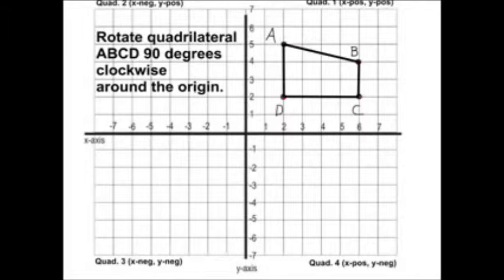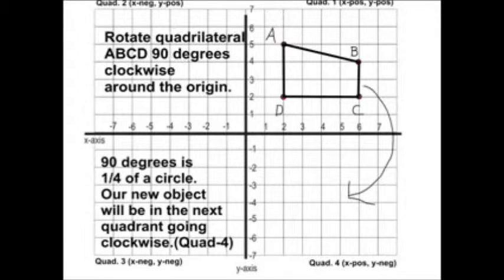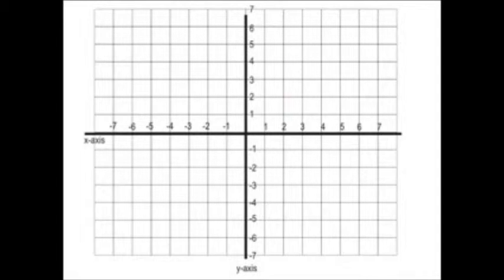We are going to take a quadrilateral and rotate it 90 degrees clockwise around the origin. Now the origin is simply where the x and the y-axis intersect, which is located at the coordinates 0, 0. Now some things that we should review before we actually figure out where our quadrilateral is going to end up are the features of each of the quadrants.